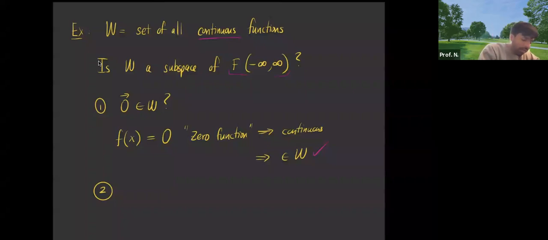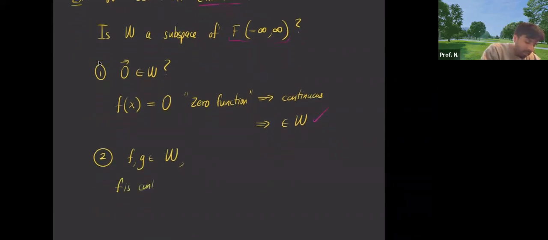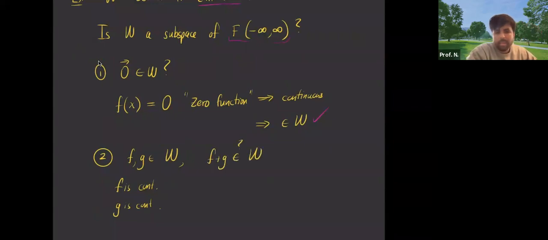Now, suppose I have two functions, f and g in W. If they're in W, what does that mean? f is continuous, g is continuous. If I have two continuous functions and I add them together, is the result also continuous? Yes. If you have a continuous function and another continuous function, and you add them together, you get a continuous function as a result. It's a theorem in calculus. f plus g is continuous.